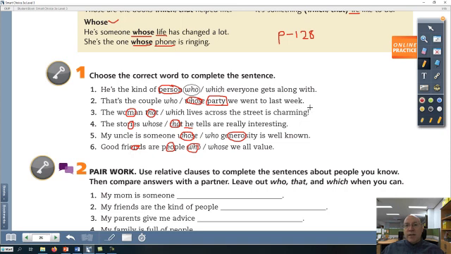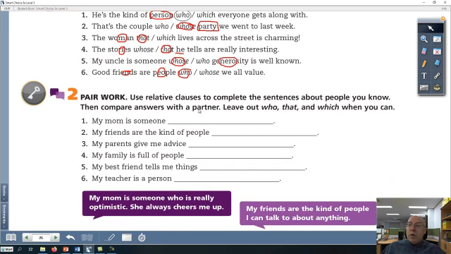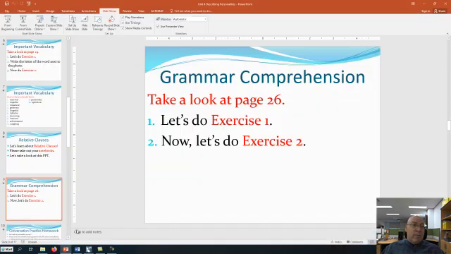So that's exercise 1 for your grammar point. Like I said, I'll let you guys do your own work for exercise 2 here. Just plug in some relative clauses, answer with your own information. Like, my mom is someone who is very kind. My friends are the kind of people who are humorous. You can do that for your own information. So there's your grammar point for Unit 4. If you have any questions about the grammar point, please post to the class Kakao.